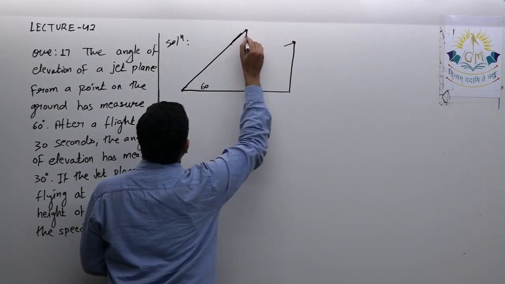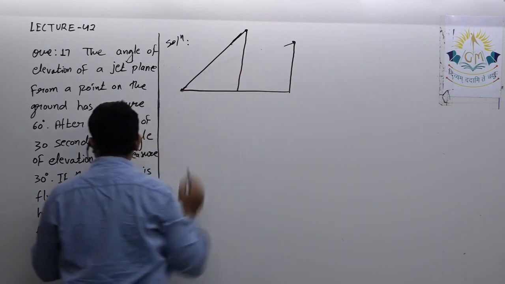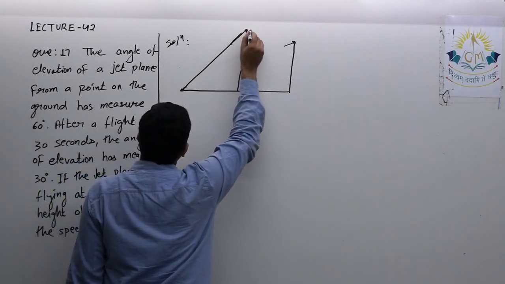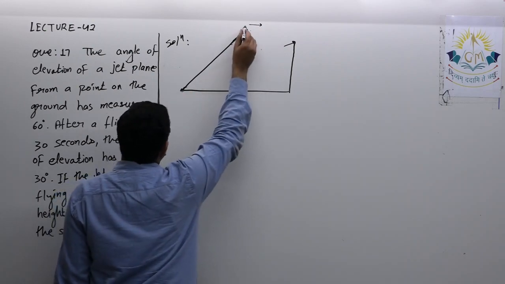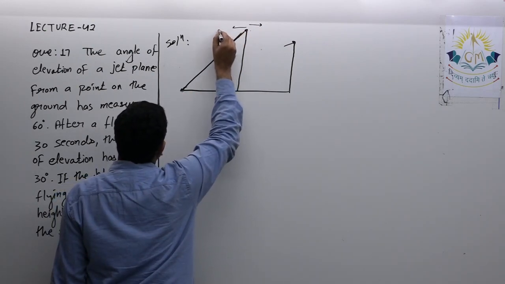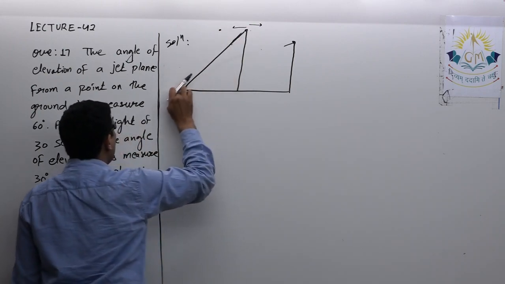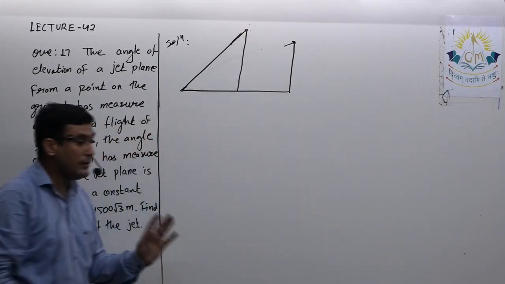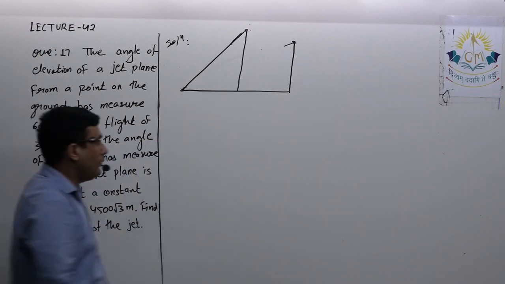Okay, this is the jet plane and this angle is 60 degree. Now it is given after 30 seconds angle becomes 30 degree, but obviously you have to think that this jet plane is moving in this way, because if I say the jet is moving in this way, so after 30 seconds it will be something like over here, and angle will be greater than the previous angle. It means jet plane is actually moving away from the observer or with respect to the observer.